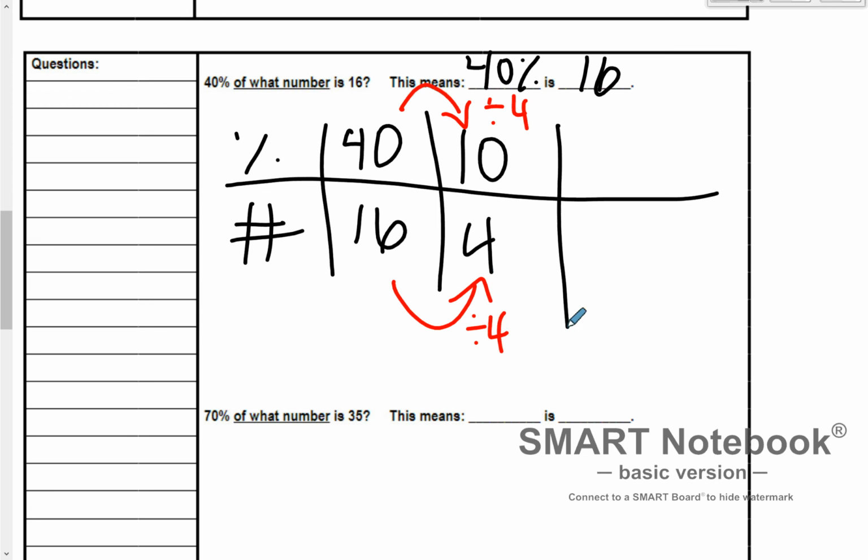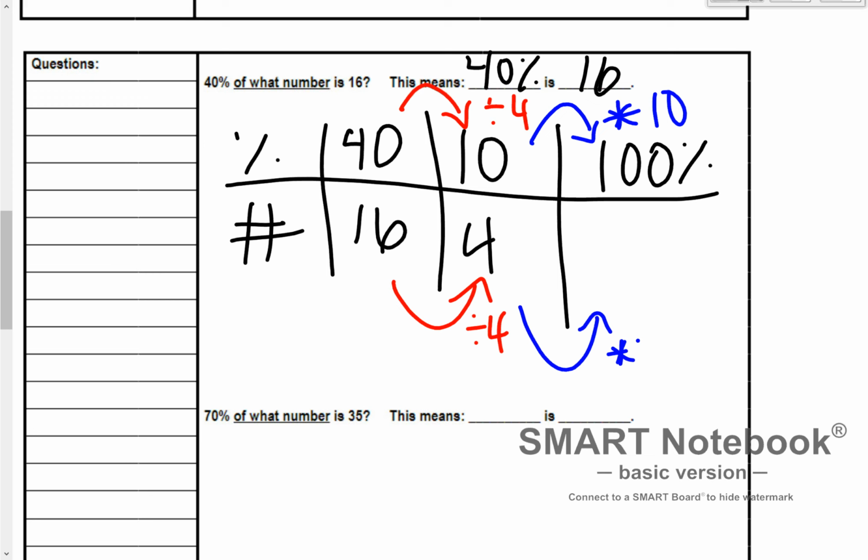All right, now I need to get that percent up to 100 because we want to find the whole number. And that whole number is going to be 100% of the number. So we're trying to find 100% of that number. To go from 10 to 100, I'm going to multiply by 10. Whatever I do to one number in the ratio, I have to do to the other one in order to keep them equal. 4 times 10 is going to get us to 40.